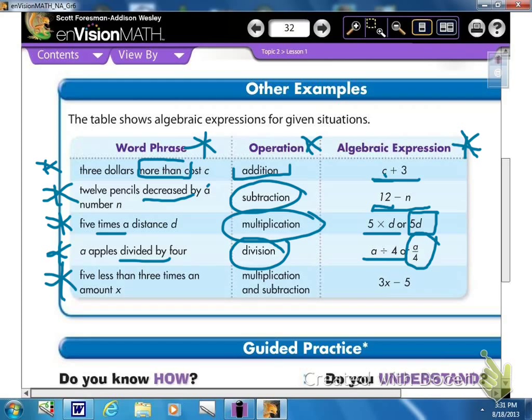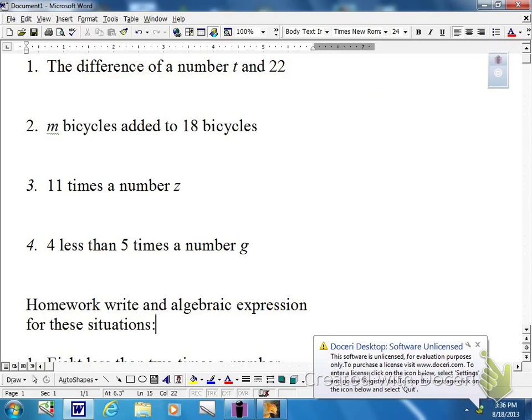And the last one, 5 less than 3 times an amount x. So we have less than and times in here. We have two operations, less than, subtraction, and then multiplication. I know it says 5 less than first, but it's 5 less than what? Something you already have. 3 times an amount x. So we have 3 times an amount x, and then we take 5 away from that. Notice the order.